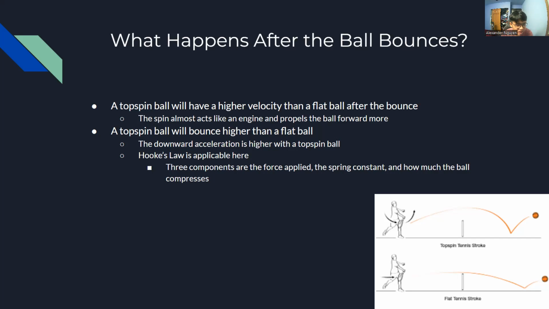A topspin ball will bounce higher as well than a flat ball, and as you can see in the diagram here, that's how it works. That's just because since the ball is being pulled down more abruptly, it's going to have to bounce higher than if it was only being pulled down by gravity. Once again, it's being pulled down not only by gravity, but the Magnus effect as well. So that's why.